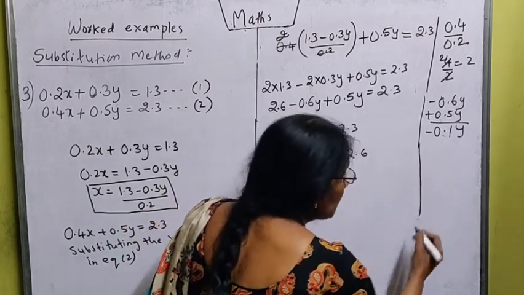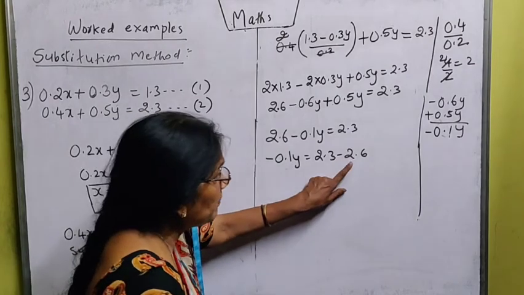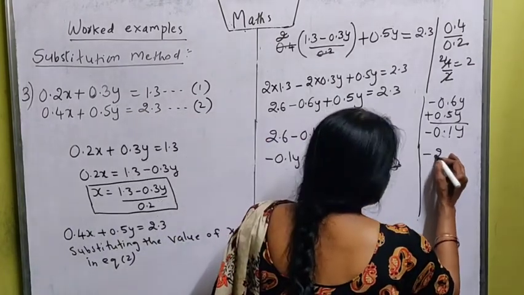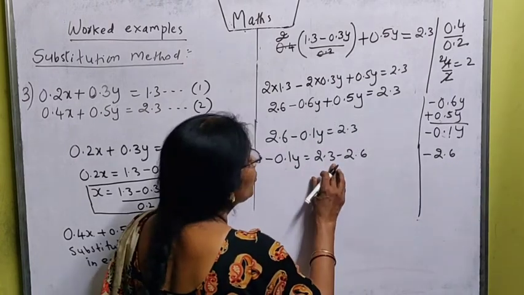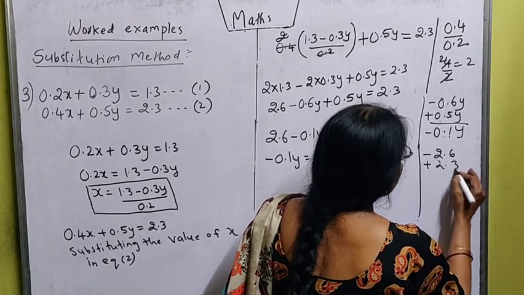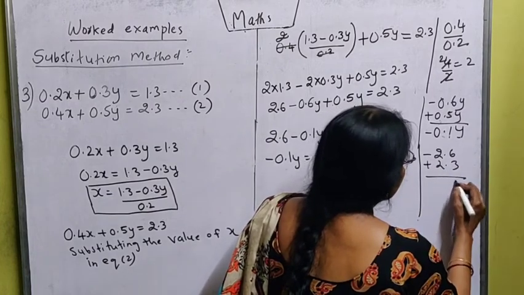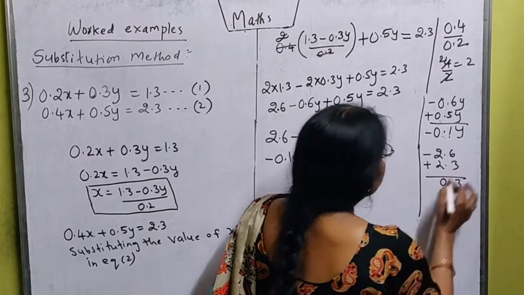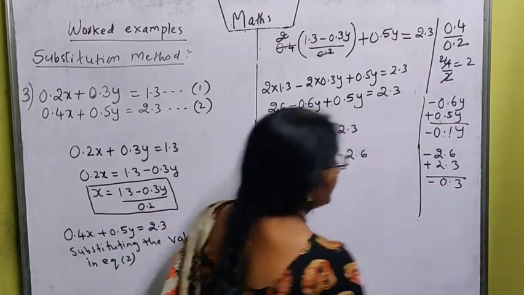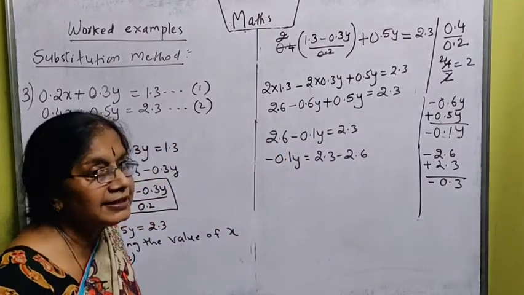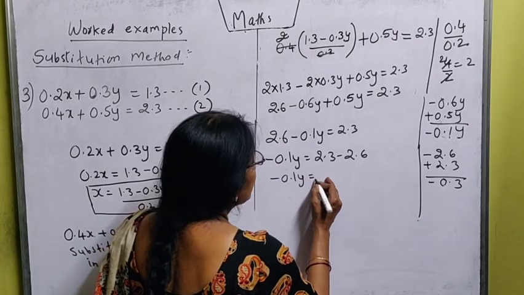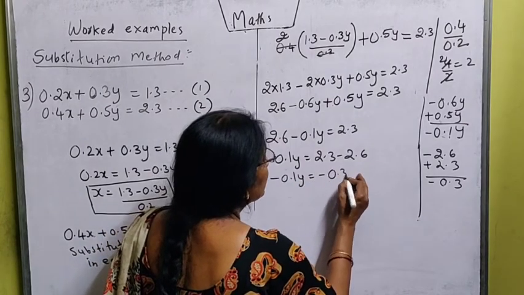Again we will see what happens over here. Now you see, which is the bigger number? 2.6. What sign is there? Minus. So minus 2.6. Which is the smaller number? 2.3. What sign is there? Plus. 2.3 now is minus. 6 minus 3 is 3.0. Which is the bigger number? 2.6. What sign is there? Minus. So I got minus 0.3. So minus 0.1y is equal to minus 0.3.